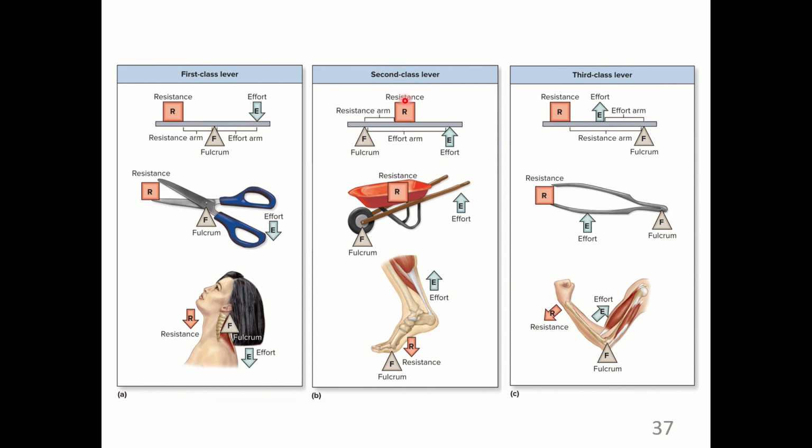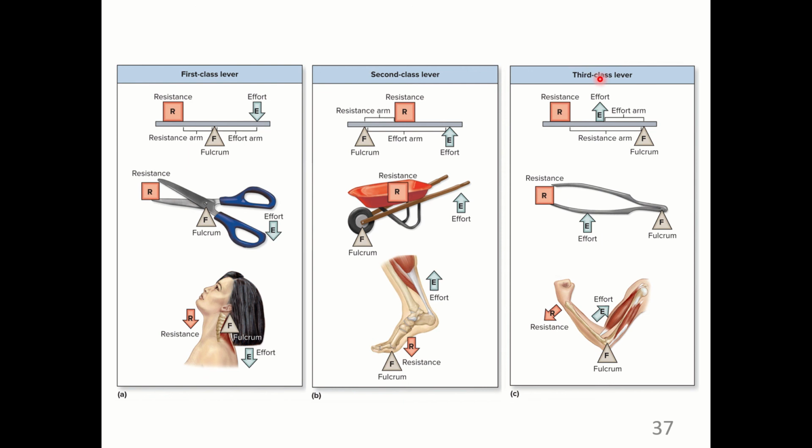The second class lever has the resistance in the middle, so the weight of your body, as shown here by the load of the wheelbarrow. The fulcrum is the joint, that's the wheel, and in your body it's your tippy toes, so the joint between your digits and your metatarsals. And then the effort is going to be your calf muscles.